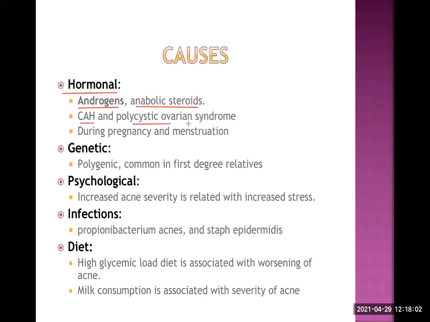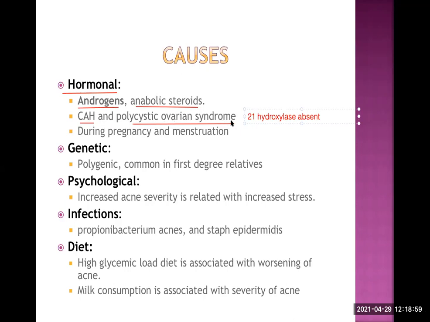Congenital adrenal hyperplasia and polycystic ovarian syndrome are important causes of exposure to androgen. See this, congenital adrenal hyperplasia. Everyone of you knows that in this condition, there is no synthesis of glucocorticoid and mineralocorticoid because of a lack of one important enzyme known as 21-hydroxylase. This 21-hydroxylase enzyme is absent. As a result, glucocorticoid and mineralocorticoid called aldosterone cannot be formed. So the pathway is diverted towards the androgen pathway. So most of the androgens are formed here. So this is a hyperandrogenic state, CAH.